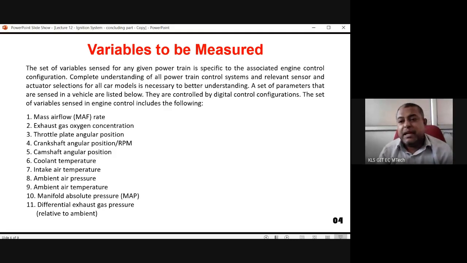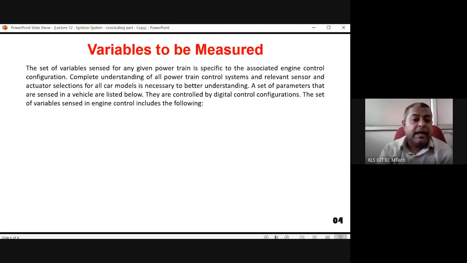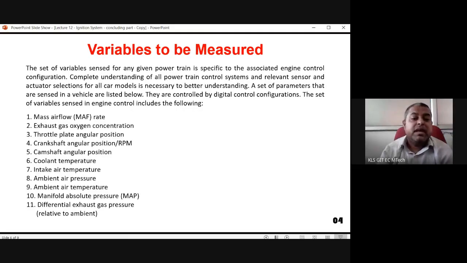So each of them can be a 10 marks question. Then intake air temperature, ambient air pressure, ambient air temperature, manifold absolute pressure. So that is the MAP. There is a MAF, which is mass airflow, and there is a MAP, which is manifold absolute pressure. Okay, so a lot of things are related to ambient pressure and temperature. You can check intake air temperature, ambient air pressure, ambient air temperature, manifold absolute pressure, and different exhaust gas pressures relative to ambient.